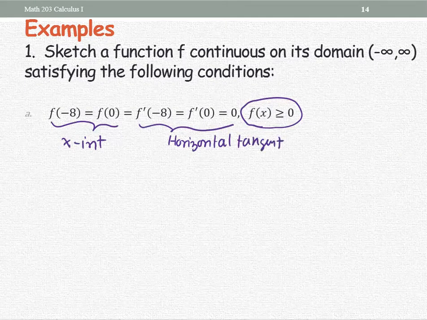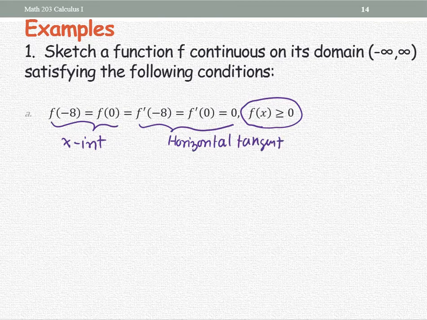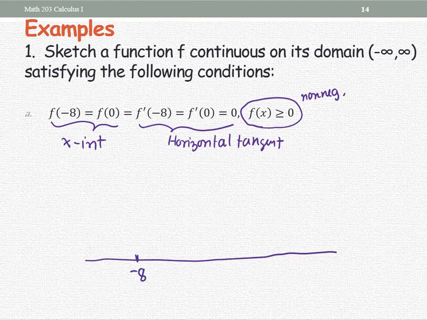And the function value is greater than or equal to 0. That means the function values are all non-negative. Let's sketch a graph. Locate the points -8 and 0 on the real number line. The function value equals 0 at those 2 points.